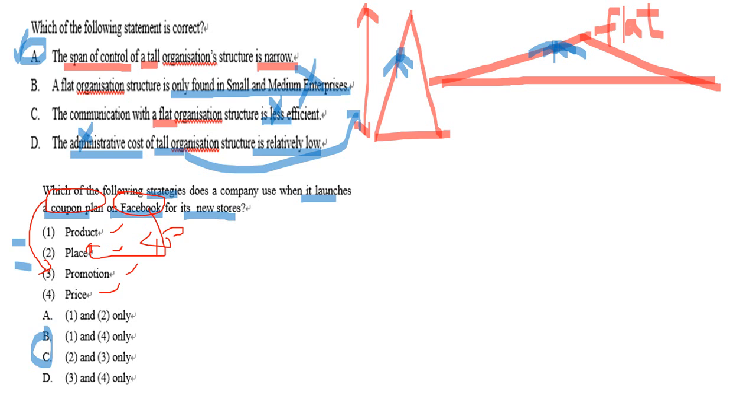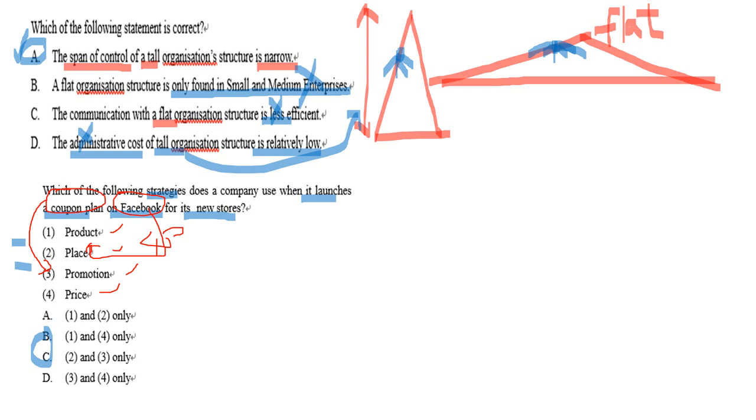So number one, the span of control of tall organization structures is narrow. Look at this. If we have a supervisor here, each supervisor supervises a smaller number of subordinates, while for a supervisor in a flat organization structure, each supervisor is responsible for a larger number of subordinates. So the span of control is narrow. This is correct.